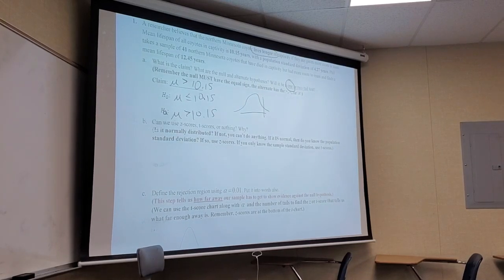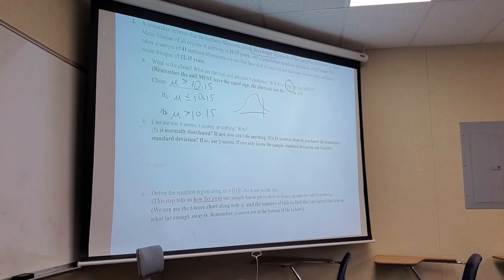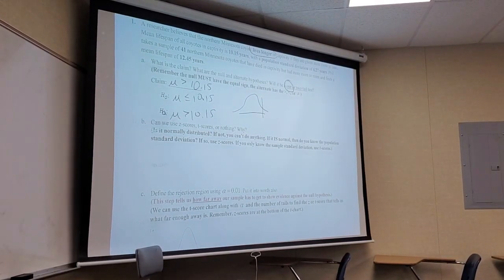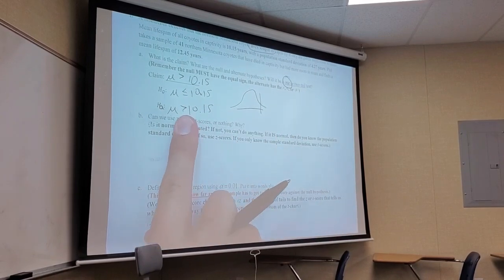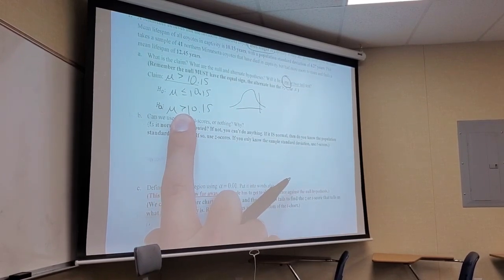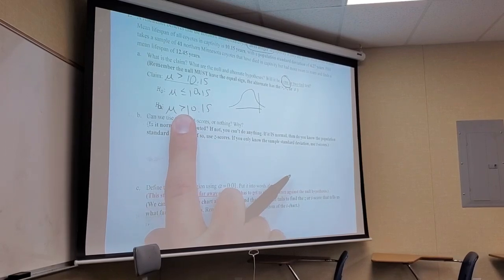So that first step really should be relatively simple. It's just translating from English to math, putting it in the right place, and then you can just tell, is it going to be one tail or two tail? If this is not equal to, two tail. If this is less than, greater than, one tail.